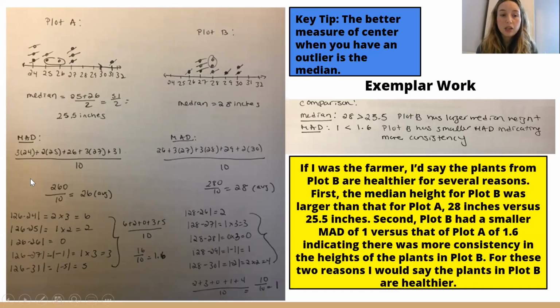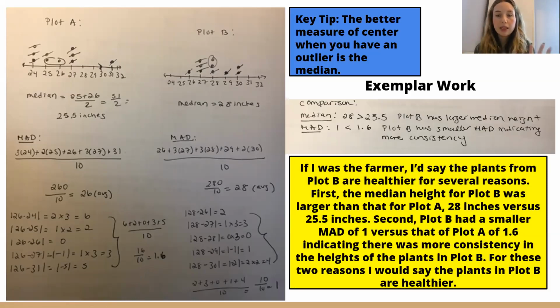Remember, for MAD calculations, we first start by finding the average. So for plot A, the average was 26. Then I find the distance of each point from that average and take the average of those distances, and I ended up with a MAD of 1 6/10 in this case. I repeated the process for plot B, and I got a MAD in this case of 1.